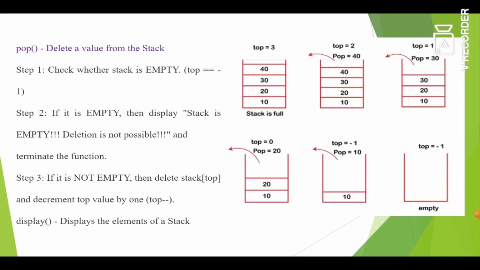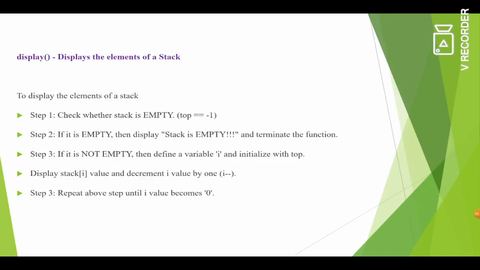So if we perform the pop operation, it removes 30 from the stack, and once again the top is decremented by 1. So now top is equal to 1. Like that you can pop out the elements from the stack until the stack becomes empty. The last function is display.